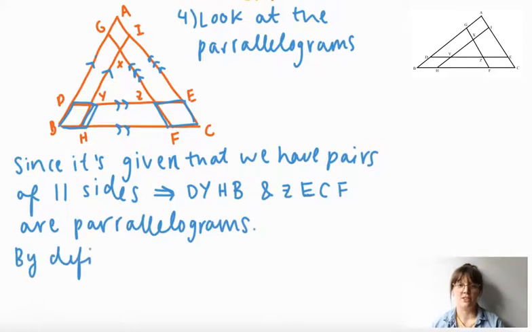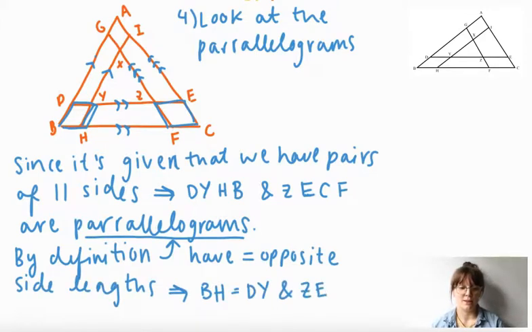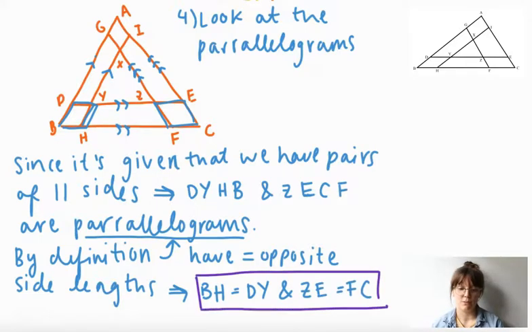Now, by definition of a parallelogram, we know that they have opposite equal side lengths. Okay? So we can then conclude that BH must be equal to DY and ZE must be equal to FC.